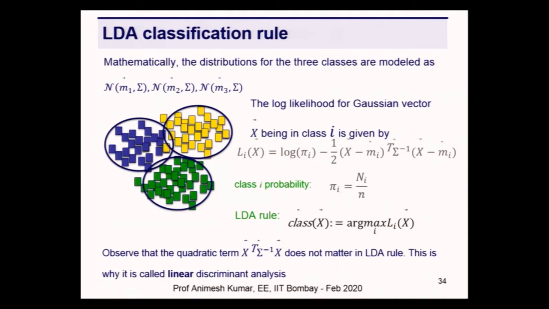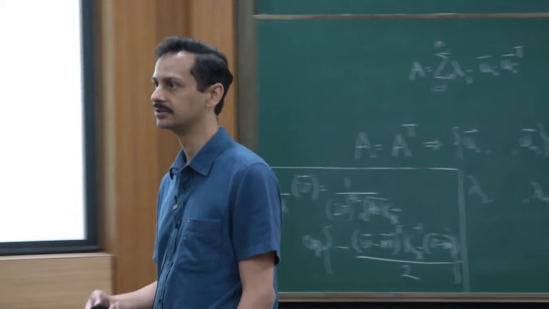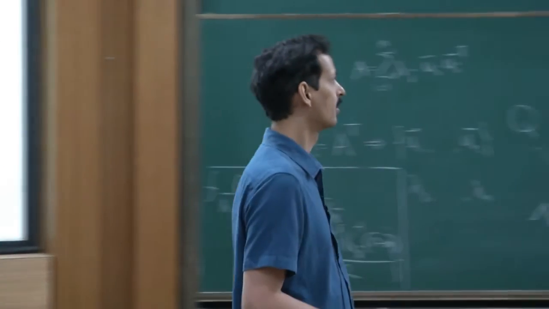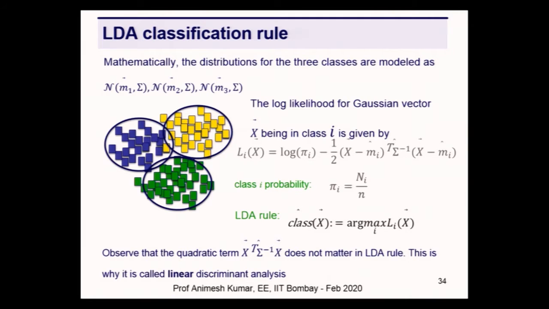So what changes is the x vector, which is the test sample. Once the test sample comes, you want to compute this and then maximize over the argument. While doing that, you realize that x vector transpose sigma inverse times x vector, the quadratic term, does not matter in this LDA rule, and that's why it's called linear discriminant analysis. If this term had mattered, it would not be linear anymore, and that's what leads us to the so-called quadratic discriminant analysis.